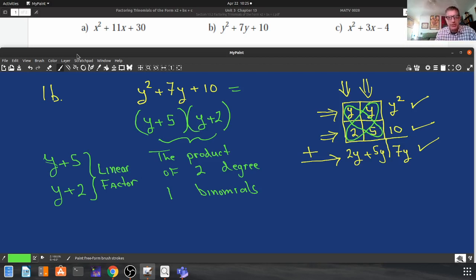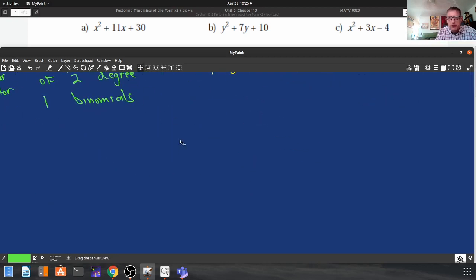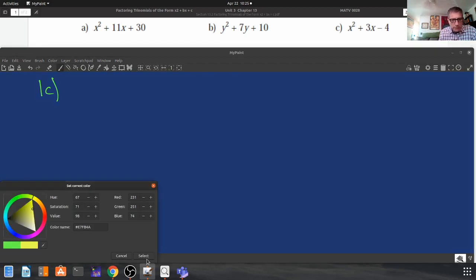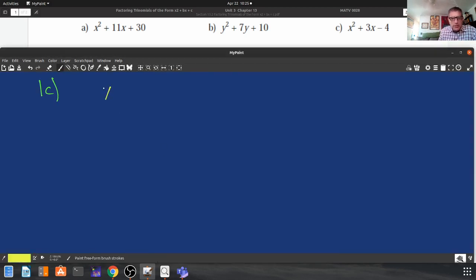So let's do the next one. So this is a polynomial in the variable x. It's a trinomial, a degree 2 trinomial. The GCF of all of the terms is equal to 1. So I have no choice but to try to factor it. So I just come over here and do my little box.